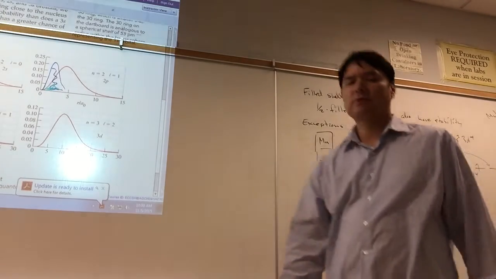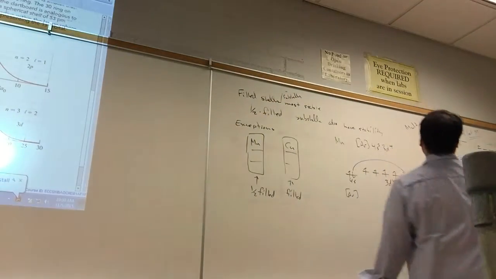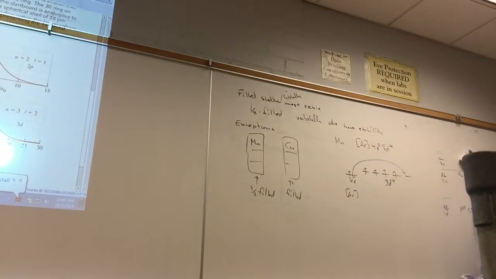And so what's actually observed for manganese is kind of an odd electron configuration. You would have to memorize it, or memorize that half-filled subshells are stable. But for manganese, the observed electron configuration is a 4s1 and a 3d5. 1, 2, 3, 4, 5.